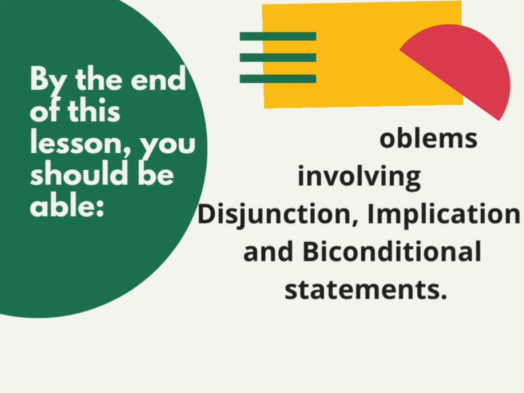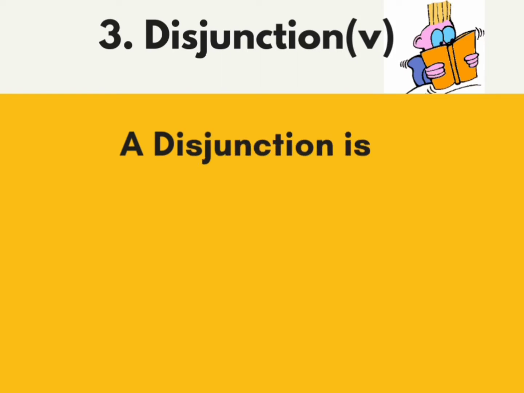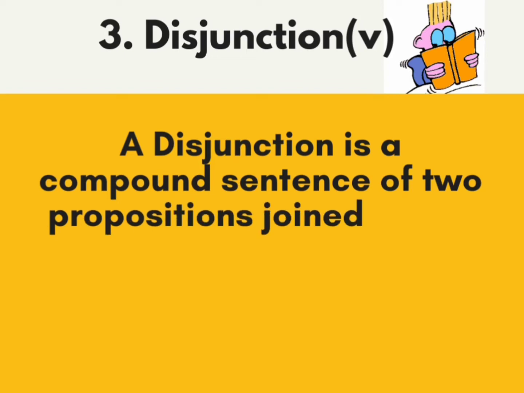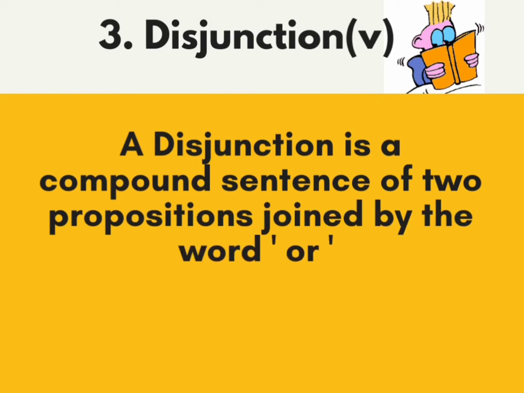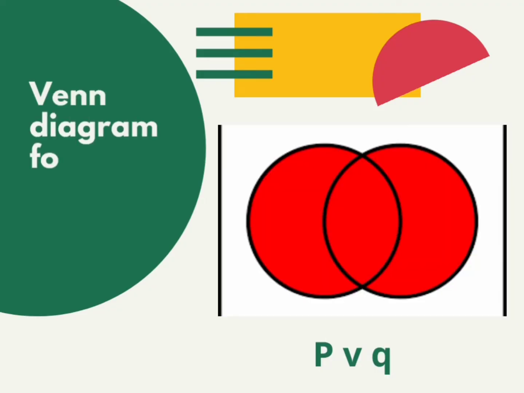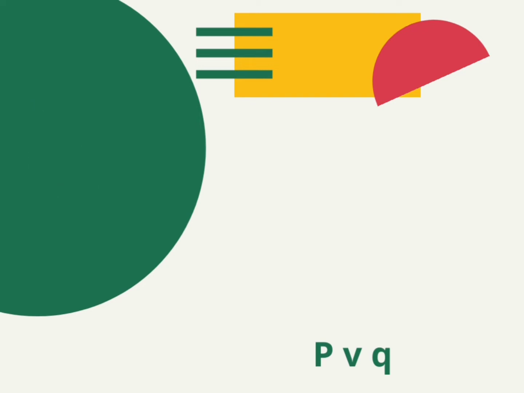So the first logical operator I will be teaching you is the disjunction. The disjunction is a compound sentence of two propositions joined by the word or. So whenever you see or joining two statements or propositions, you know that it's a disjunction. The V shape is used to represent the logical operator disjunction. Let's take a look at how the Venn diagram representing disjunction looks. The Venn diagram of P disjunction Q is the union of two sets P and Q. And so the union of any two sets represents the disjunction of those sets.